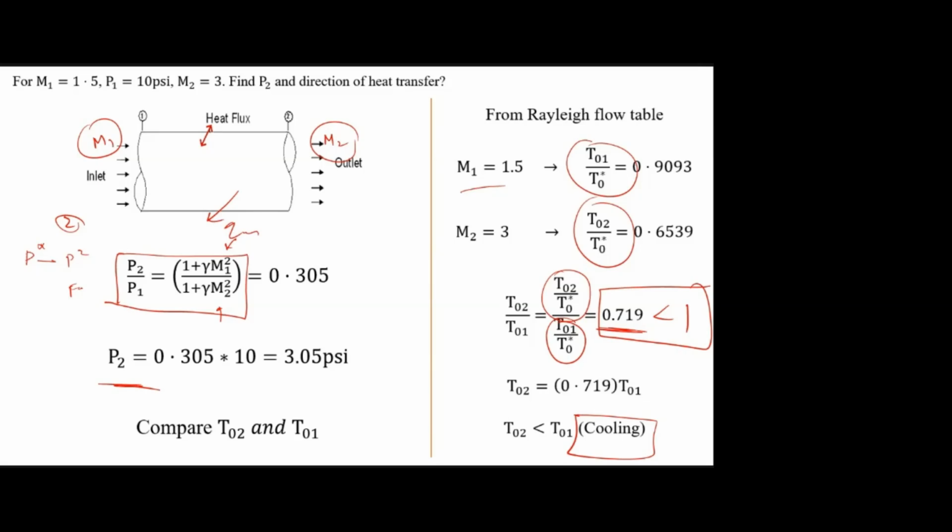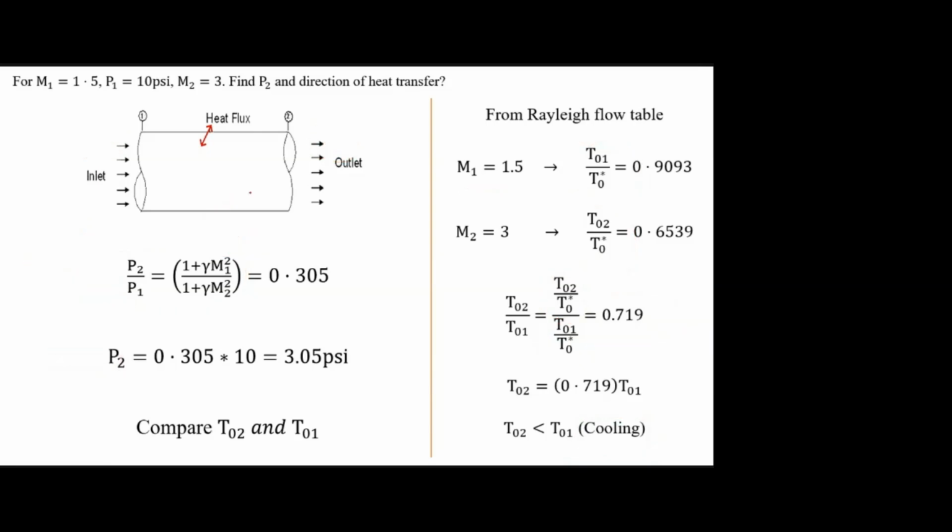Or sometimes you can say, sir, this is Rayleigh flow. This side I have Mach number 1.5, this side I have Mach number 3. If there is a heat addition, then the supersonic flow will be decelerated towards 1. Here acceleration happened, which means this should be cooling. Like that also you can write it. Is that clear? Yes, sir. So heating will decelerate, cooling will accelerate the supersonic flow.